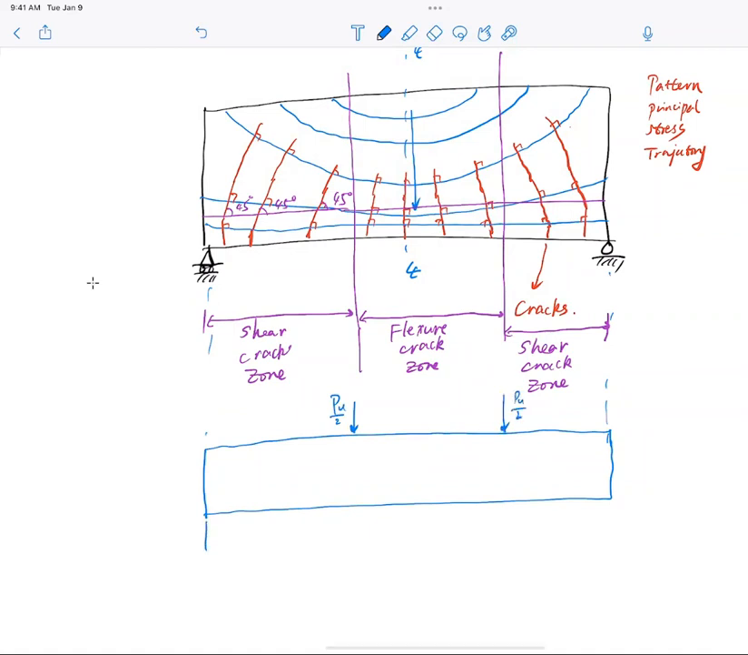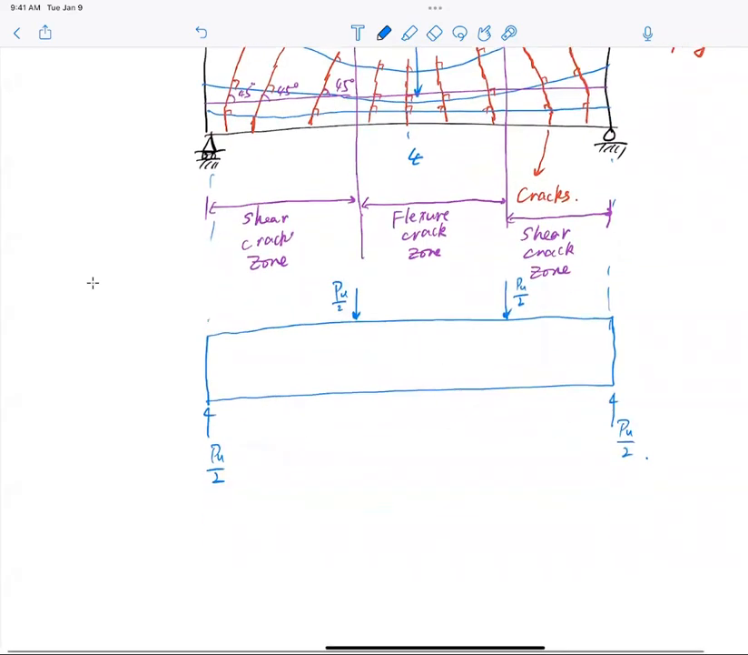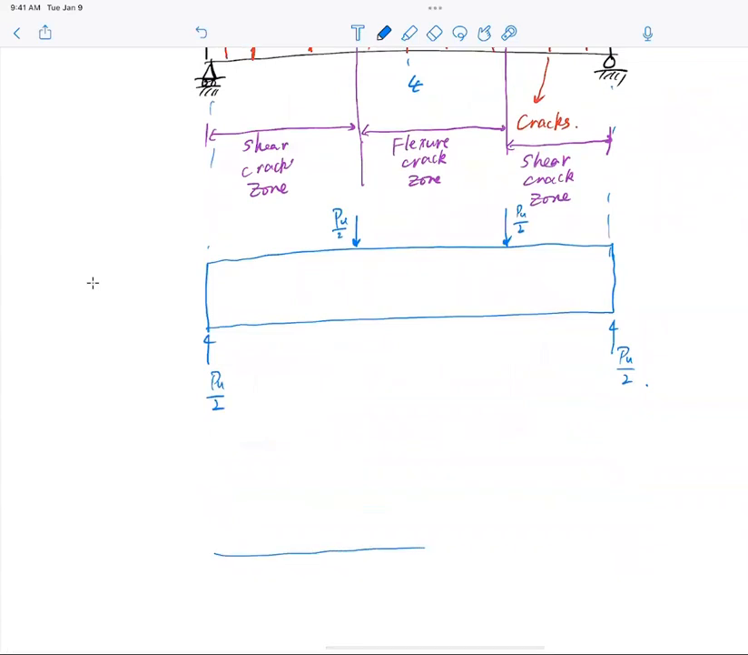And this is my reaction, so this is PU over 2. Again, this is PU over 2, same thing. And I know that my moment diagram looks like this. So here I have no moment, and then I have a maximum moment right here.